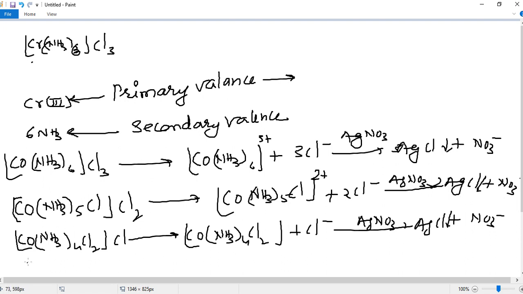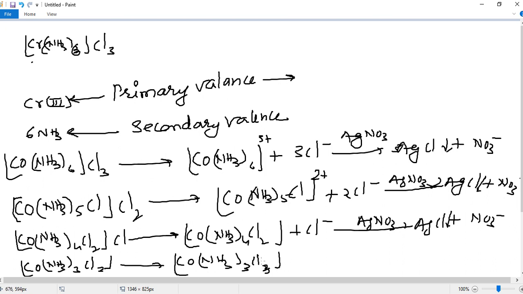And then our last one is [Co(NH3)3Cl3], right? So what we would get in that condition: Co in solution remains as it is, no ion is liberated. No ion liberated means no AgCl precipitate will form, right? So these are the conditions. On the basis of it, he postulated all those points.